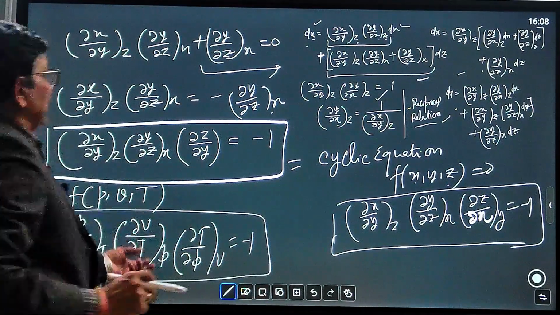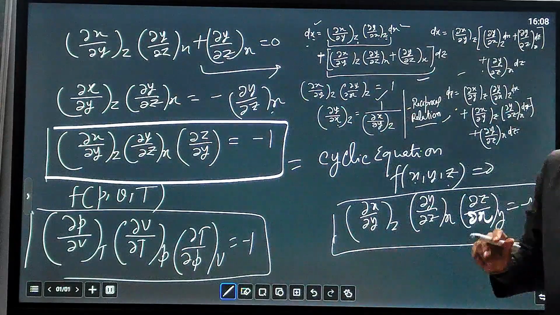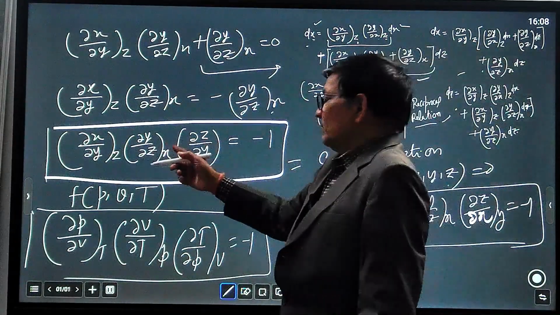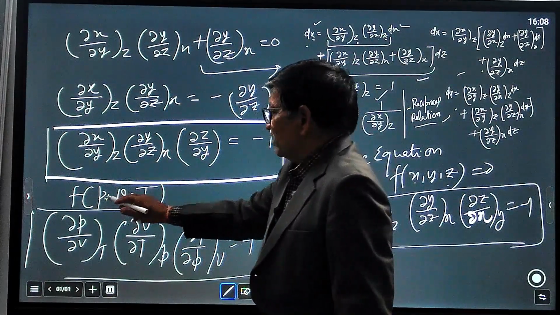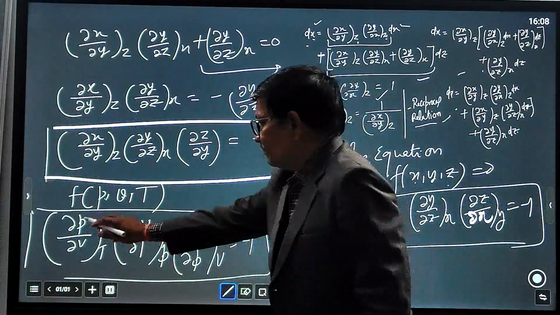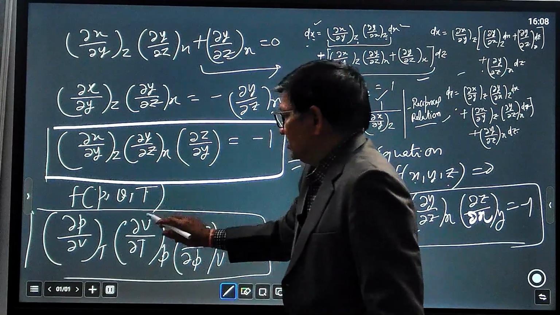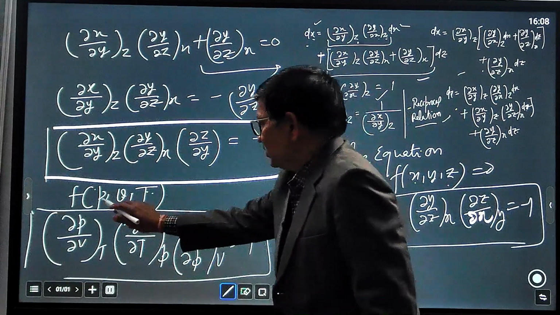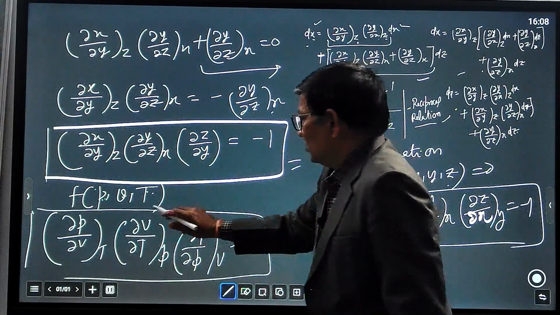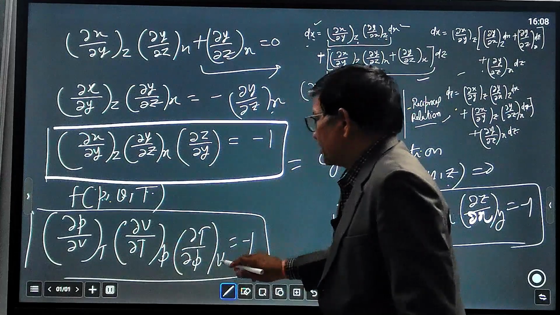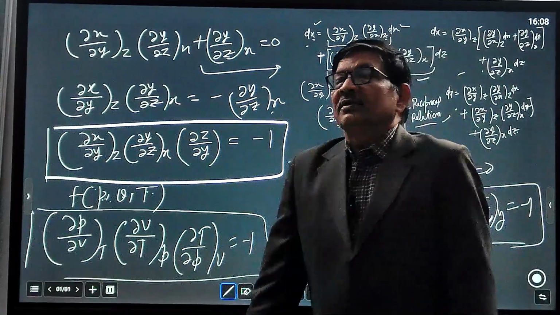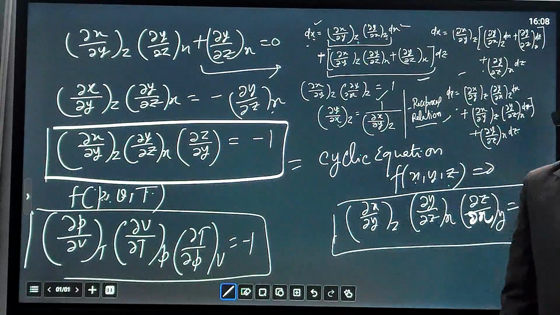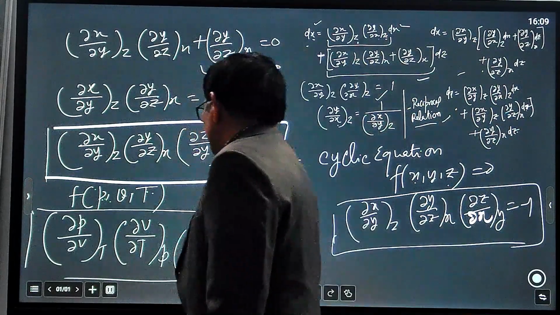We have taken x, y, z and derived the cyclic relationship for these parameters, and by using analogy, we correlated it with pressure, volume, and temperature. The equation (∂P/∂V) at constant T into (∂V/∂T) at constant P into (∂T/∂P) at constant V equals minus 1. These two relations are very useful for the derivation of the Maxwell relations. So now we go to the second page.